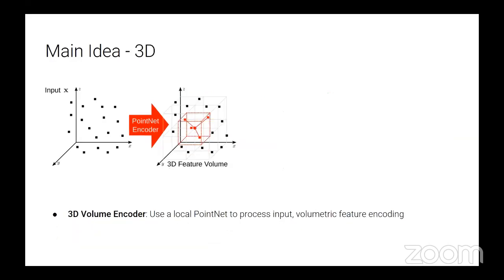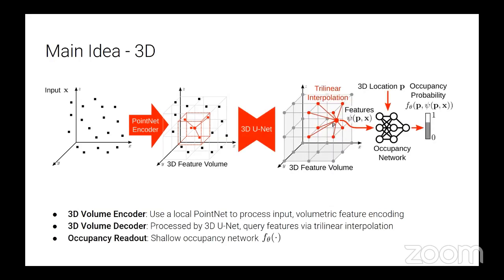In addition to projecting into canonical planes, we can also use a volumetric representation and encode the local information into the volumetric space, as shown in the red box here. We then have a 3D UNet that operates on this 3D coarse representation, and we again have a readout unit in the form of a shallow occupancy network. But in order to obtain features for particular locations, we now query the feature from adjacent voxels using trilinear interpolation.